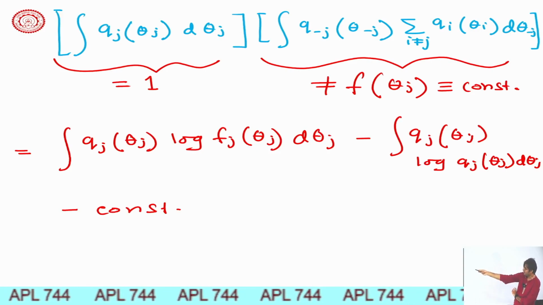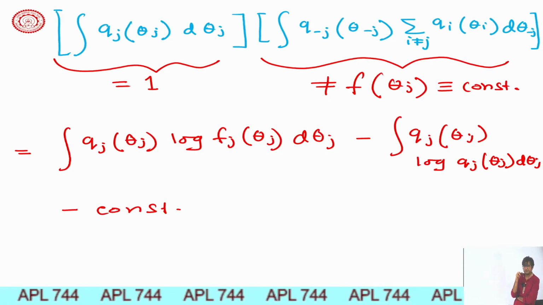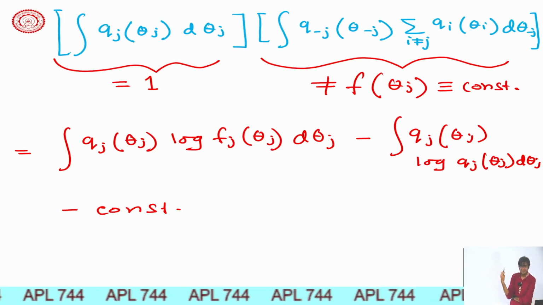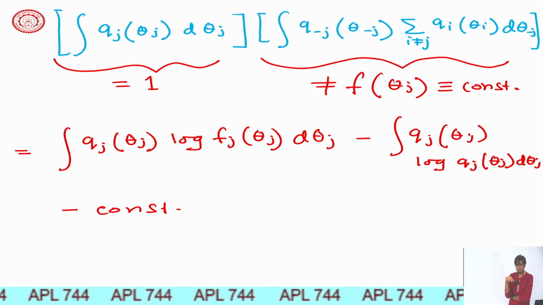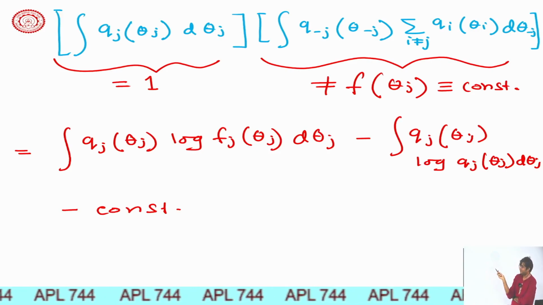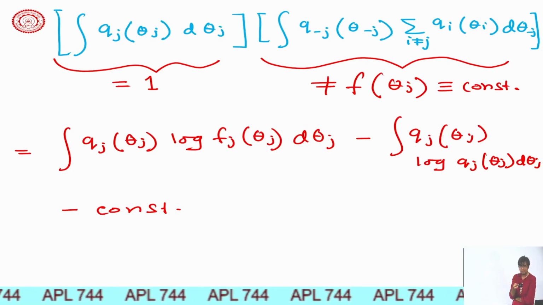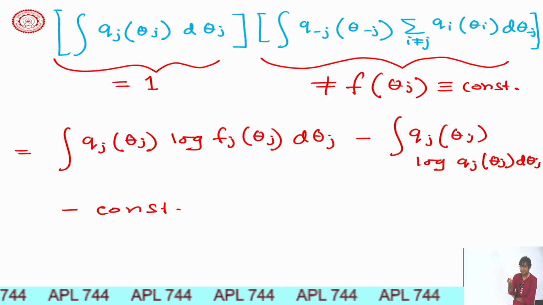See, there is log and log, so you can combine the two terms. It will become integration of qj log fj by qj. This is what you want to maximize. So that means if you take a negative sign, that is what you want to minimize. Correct? So what do you want to minimize? qj log qj by fj. That's what you want to minimize. What is that equal to? KL divergence.